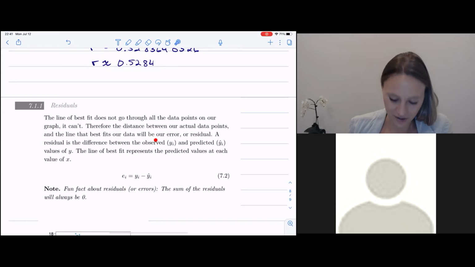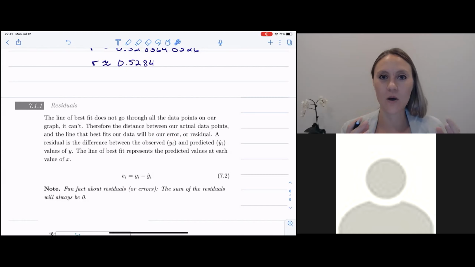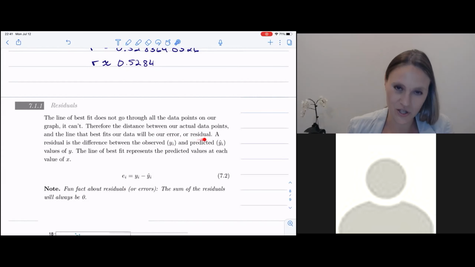I prefer to call it residual just because I have a hard time saying error. I don't know. It's so hard for me. Error. So I call it a residual. But it is the error term, right? And so if you want to think of it as how wrong your line is, right? That's okay. Residual sounds nicer.